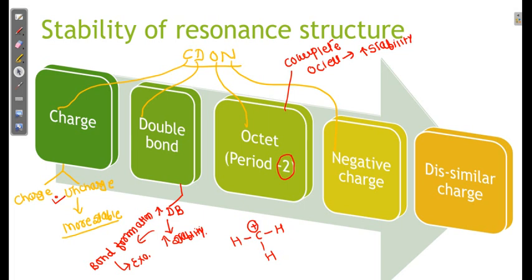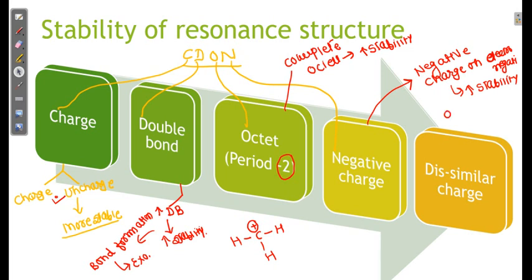Then negative charge. Always a negative charge on an electronegative element increases stability. It means O minus 2 is a feasible condition. Always we prefer this, and we are not preferring this. So this is more stable because this is a negative charge on the electronegative element.